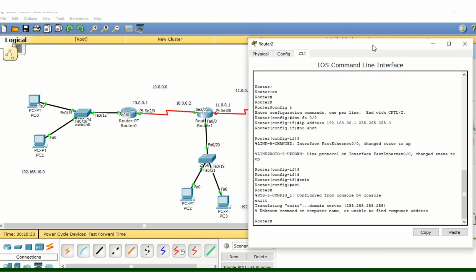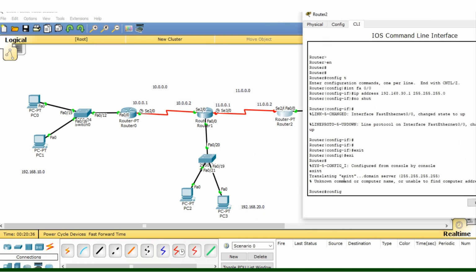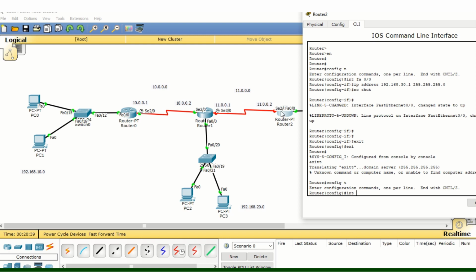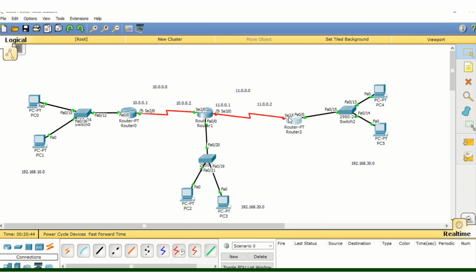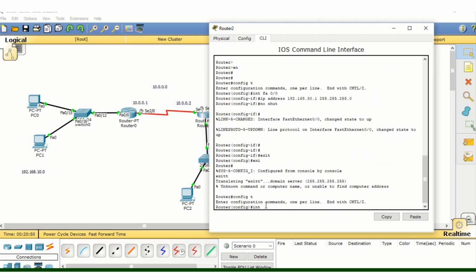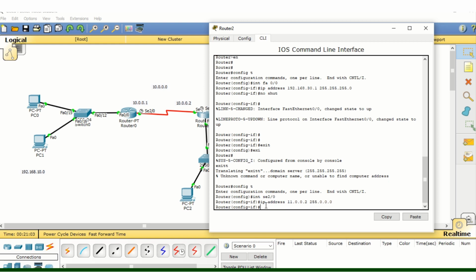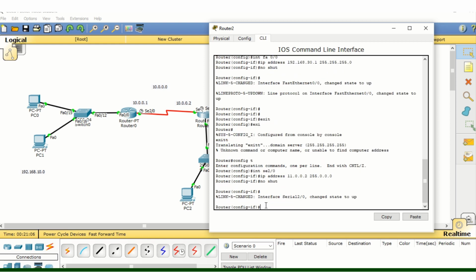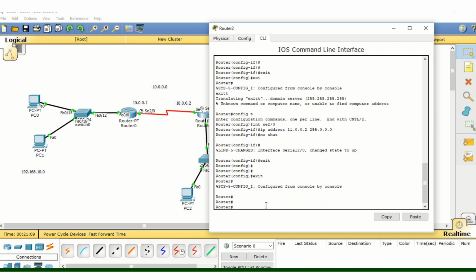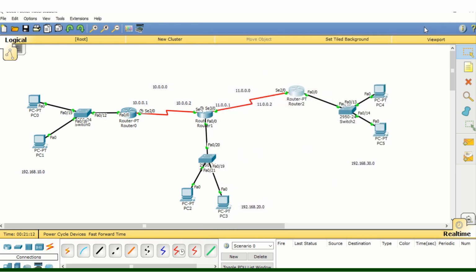Now we are going to configure the other side as well. Config t, interface. Let me check the name of the interface again. It is SE2/0, and there is no clock, so no need to give the clock rate. IP address 11.0.0.2 and subnet mask 255.0.0.0. No shut. Exit. Okay, now we have configured the network.